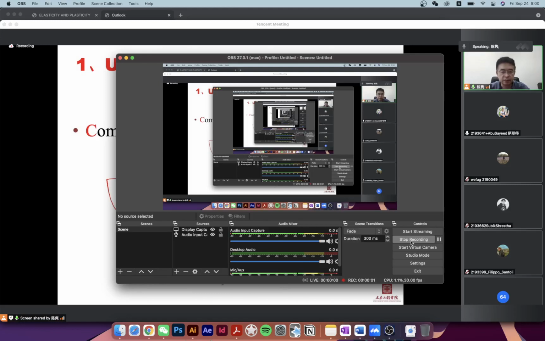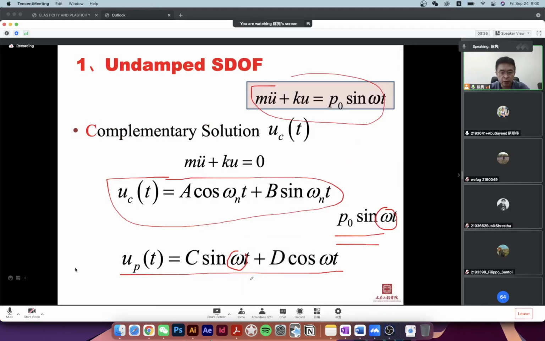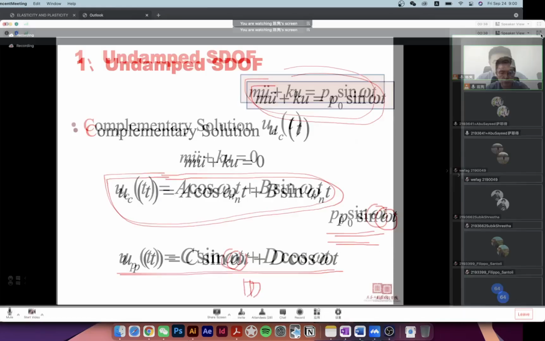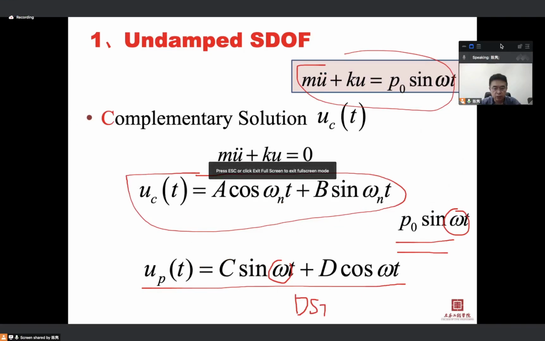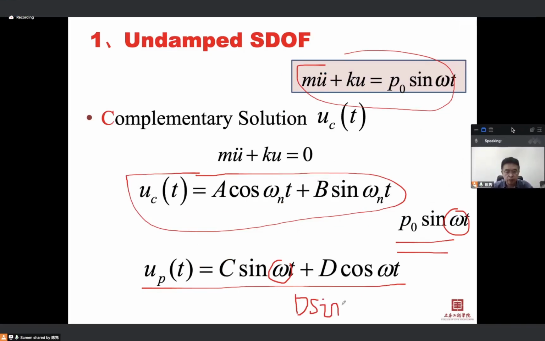Kraft said that the particular solution is expressed like d sine omega t, which means the particular solution of this system due to this external load is just d sine omega t without a cosine component. Later, we'll see that this term will become 0 for p0 sine omega t. But in my opinion, it's better to write this complete form, with two terms: c sine omega t plus d cosine omega t.